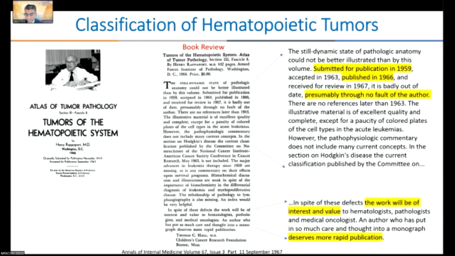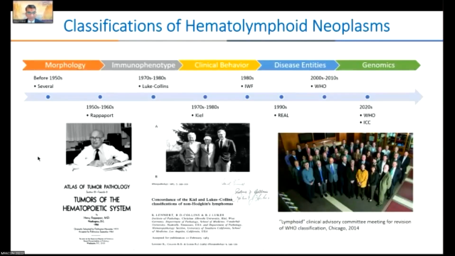At the same time, the reviewer was kind enough to identify that all of the limitations in terms of the timing of the publication was still of interest and value, and it deserved a more rapid publication. So what followed after that was a series of publications and classification attempts that initially integrated morphology and then integrated morphology with phenotype, subsequently clinical behavior, disease entities, and recently genomics. And you can see examples of this evolution over time. And also what you see here is the evolution from having one single expert to a limited number of experts to many experts who are now contributing to these classifications. And along these lines, we are going to be discussing today the 2022 classifications that are published concurrently by WHO, as well as the International ICC committee.